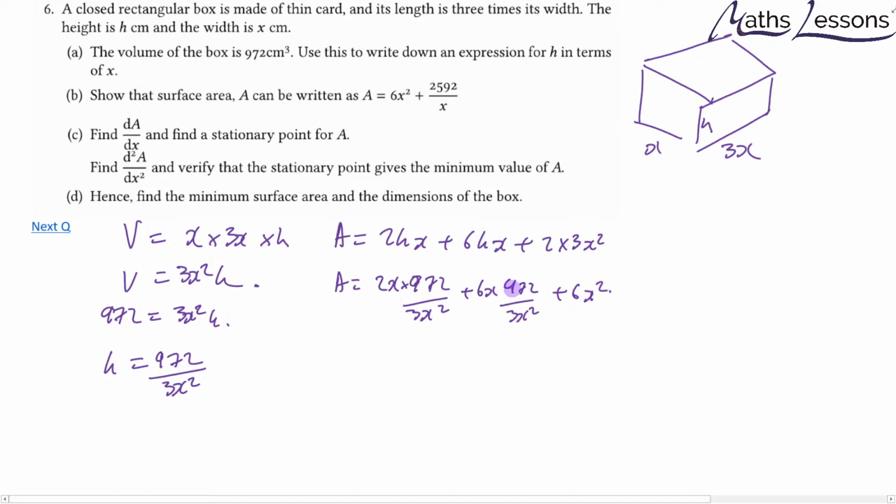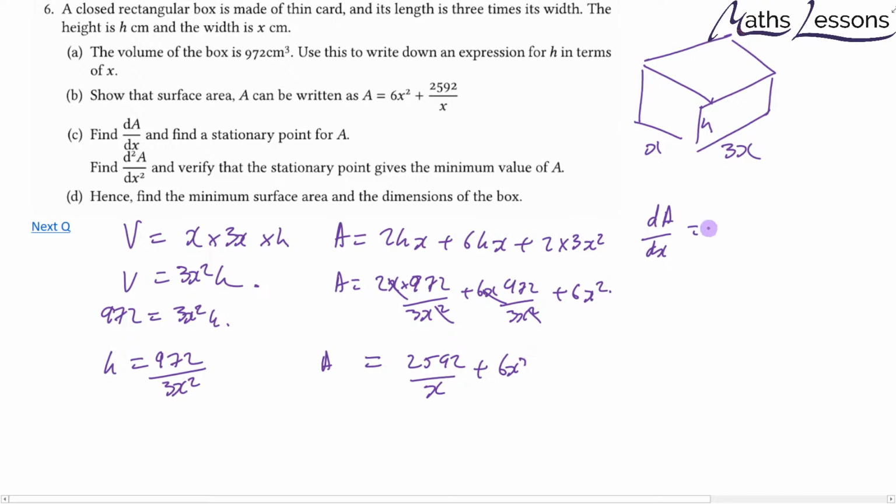So we can combine this all together and we will get 2592. The x will cancel out with the x squared there. The x will cancel out the x squared there. So we add these two top things together and we get 2592 over x plus 6x squared. So that's our area. Now we want to find dA by dx. So we're going to differentiate that.